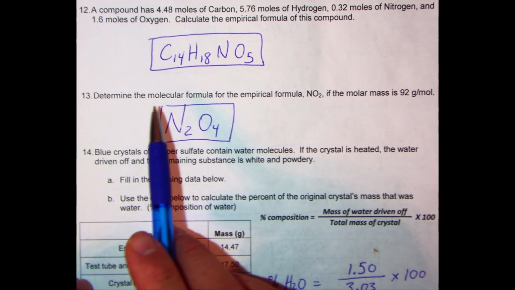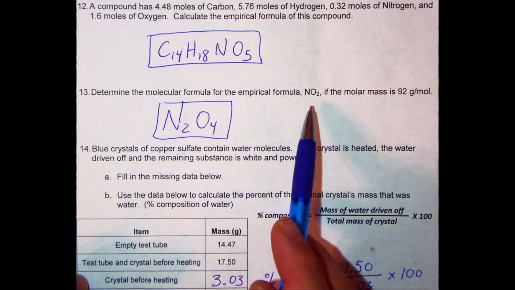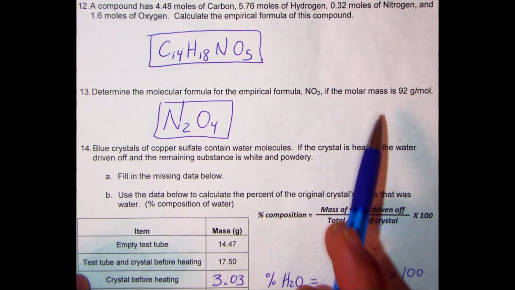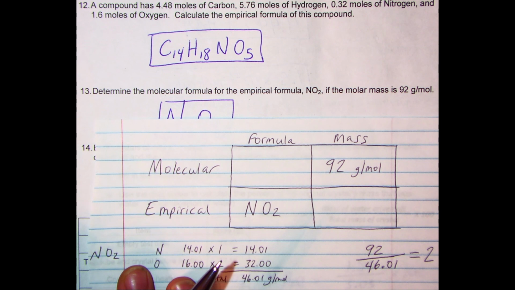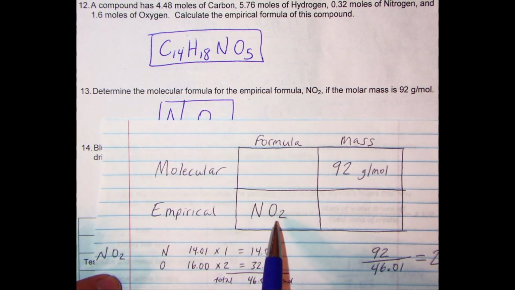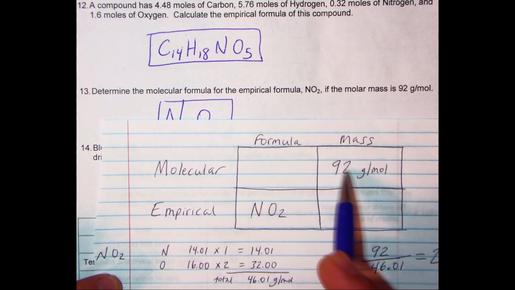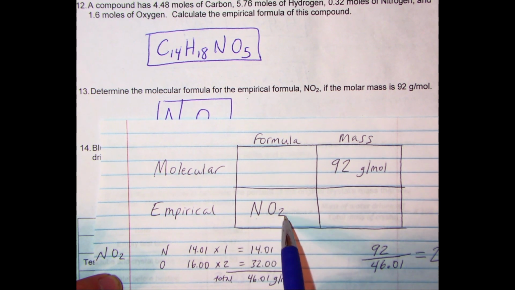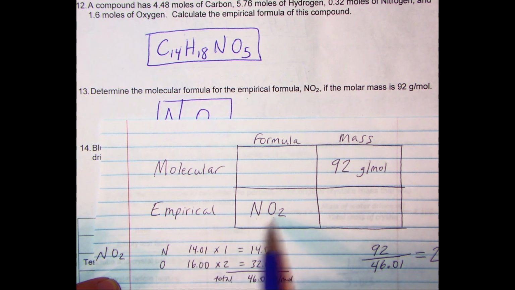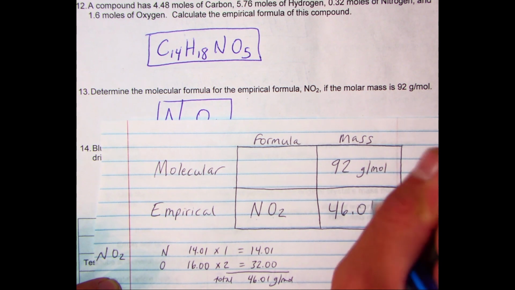Alright, question 13. Find the molecular formula. Find the true formula given the reduced formula. Now we know the true molar mass is 92 grams. So here's what we know. We know that the reduced formula is NO2. We're looking for the true formula. Well, we know the true mass is 92 grams. We can easily find the empirical formula mass by just looking at the periodic table, the number for nitrogen times 1, and the mass for oxygen times 2, giving us a total mass of 46.01 grams per mole.